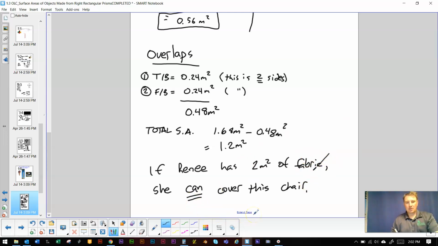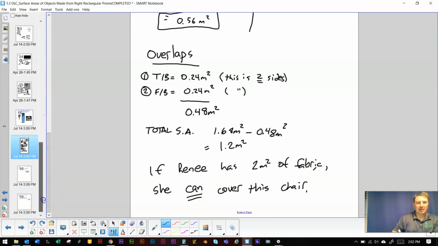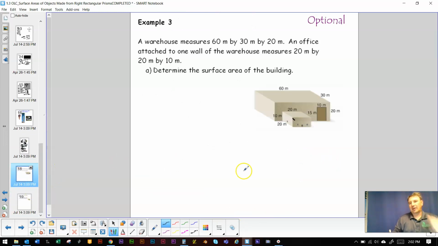Okay, so that takes care of Renee's chair. Now let's do one that's maybe a bit more complicated, and that is a building that has another slightly smaller building attached to the front of it. So this one is a warehouse, the big one's a warehouse, and the front one is a little office space. Now we also notice that there's a door here and some windows and whatnot. We're not going to worry about those first. All we're going to worry about is the surface area of the building.